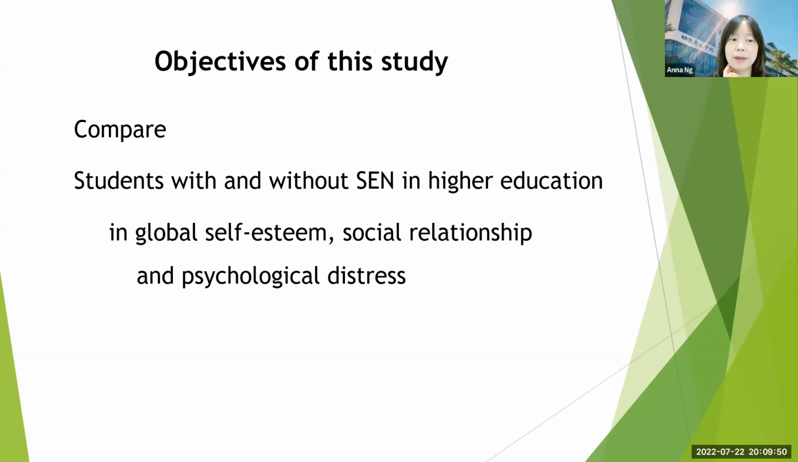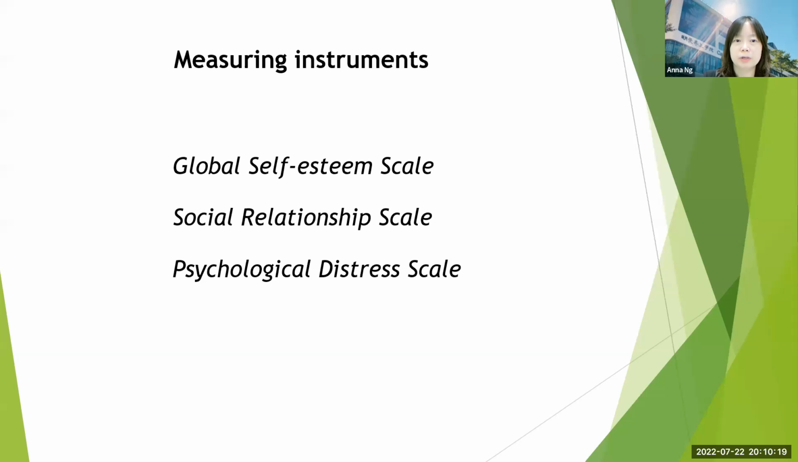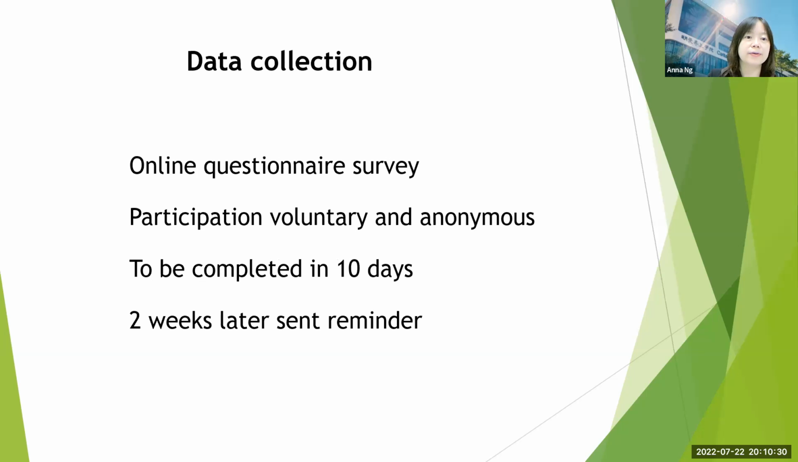The objective of this study is to compare students with and without SEN in higher education, in global self-esteem, social relationship, and psychological distress. The questionnaire we adopt includes 3 sections. Section 1 is introduction and invitation, section 2 is the demographic characteristics, and section 3 is measuring instruments. There are 3 measurement instruments we adopt. The first one is the global self-esteem scale, the second is the social relationship scale, and the third is the psychological distress scale.